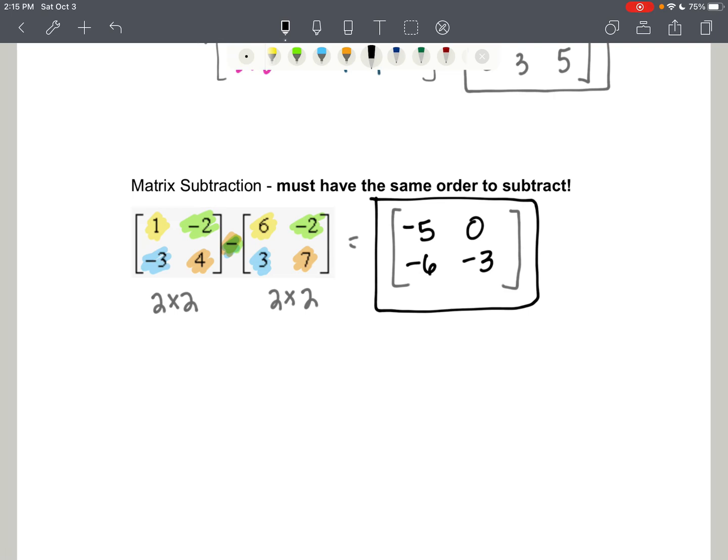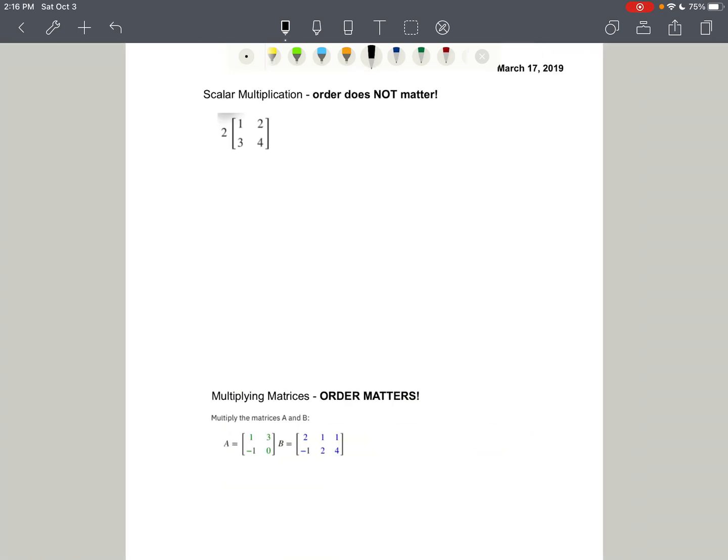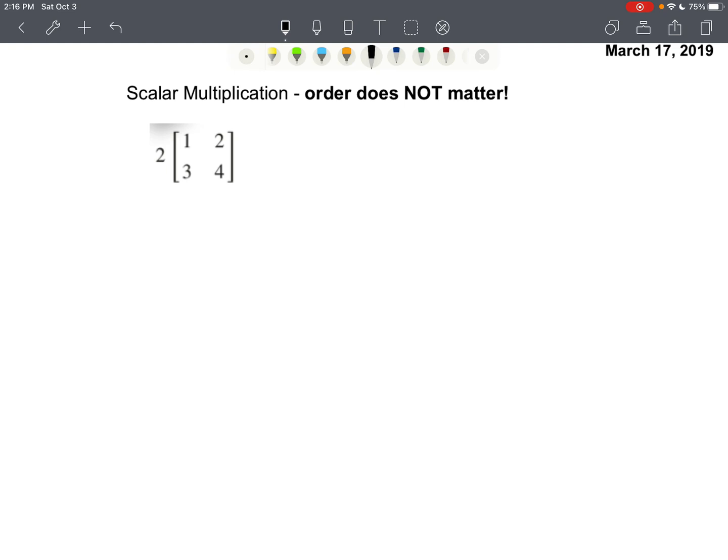So addition and subtraction is pretty good, right? It's something that is doable. I think scalar multiplication is equally doable. Order doesn't matter with scalar multiplication. It's almost like the distributive property. That 2 on the outside means 2 times the entire matrix.